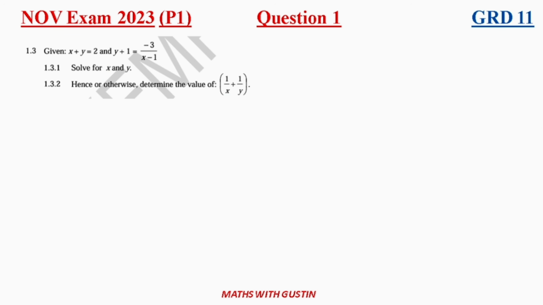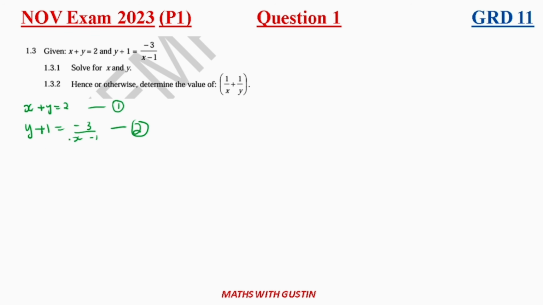Okay, 1.3, it is a simultaneous equation. Okay, let's have a look at our simultaneous equation. Very, very interesting question indeed. What do we have here? They said solve for x and y. We have got x plus y is equal to 2, which is our equation number 1. Therefore, we have got (y plus 1) equals -3 all over (x minus 1), which is our equation number 2. So therefore, what do we do now?